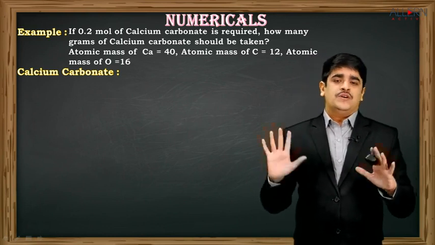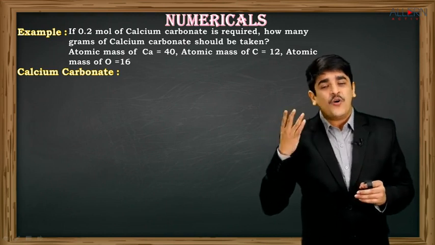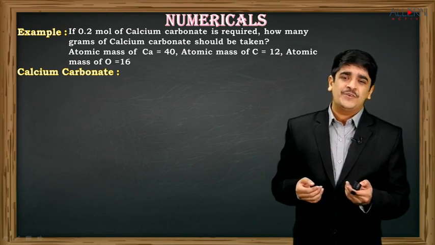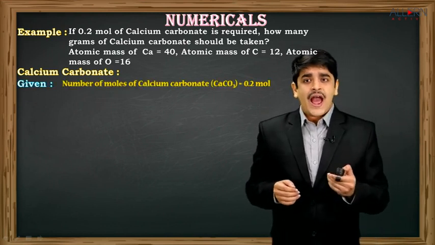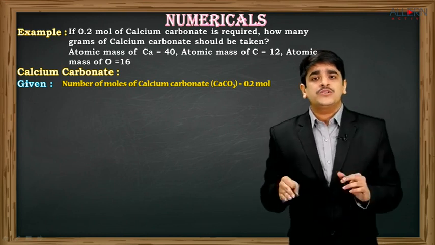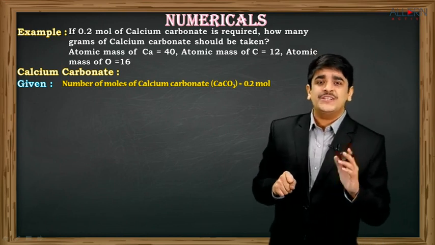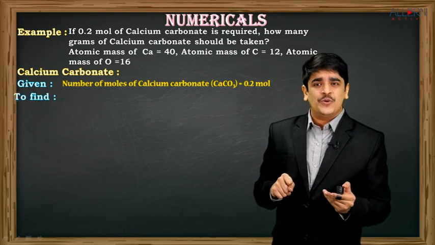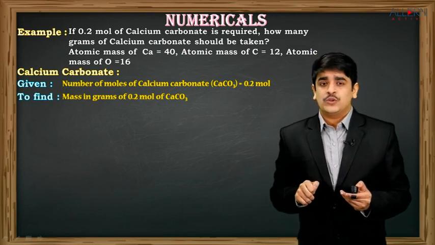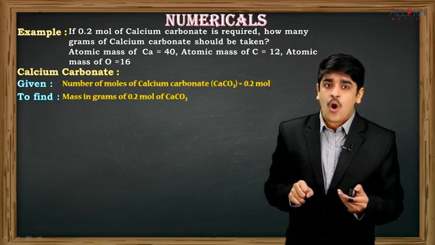What do we have to do first? We need to give the formula for calcium carbonate. What is the formula for calcium carbonate? Very easy, we know it is CaCO3. And once you have that, what are we supposed to do? We need the number of moles of calcium carbonate. How much is needed? 0.2 moles. Yes or no? So, we calculate that mass in grams of 0.2 moles of calcium carbonate. That is what we want.